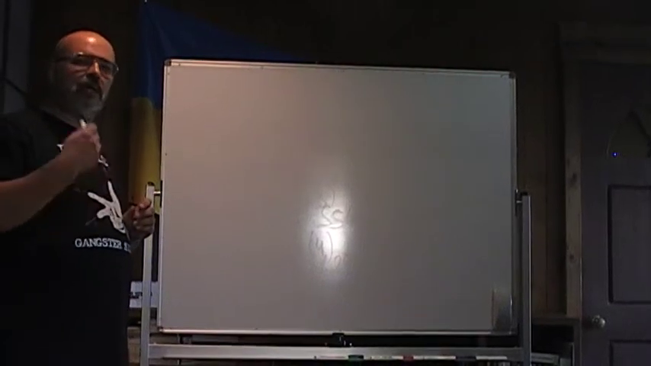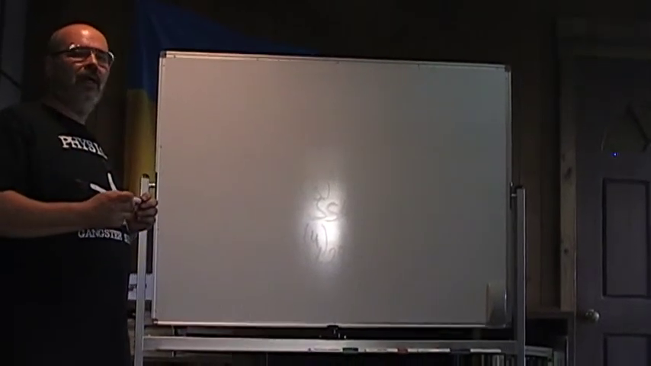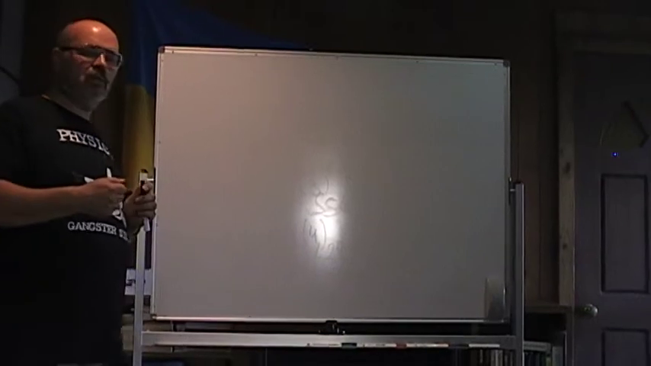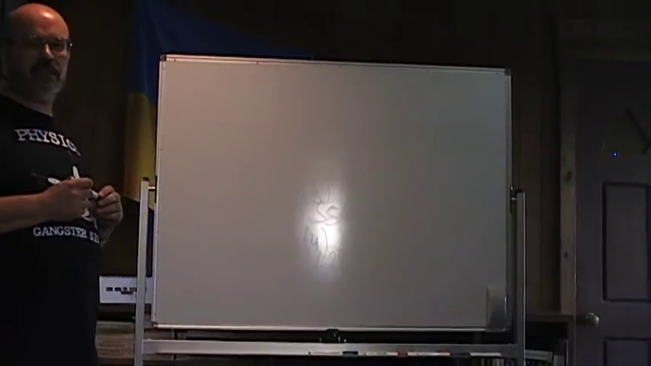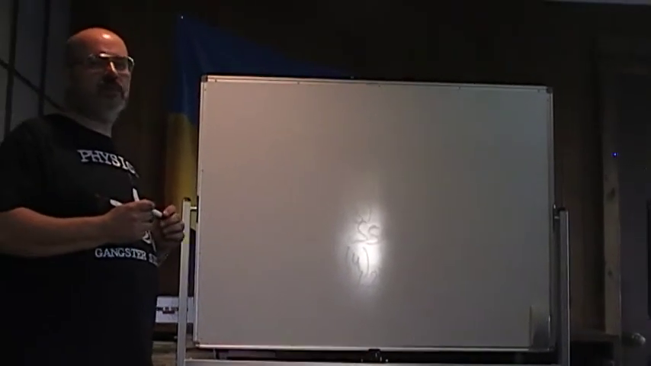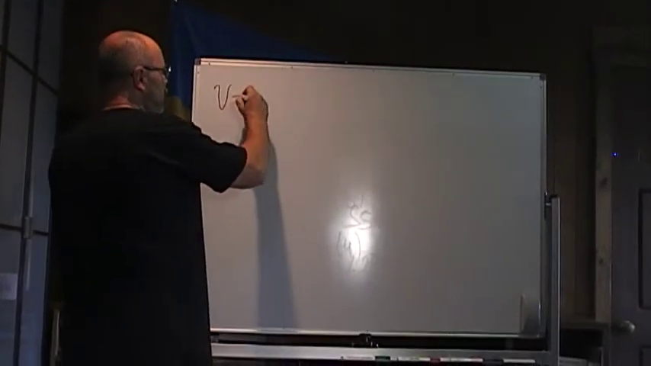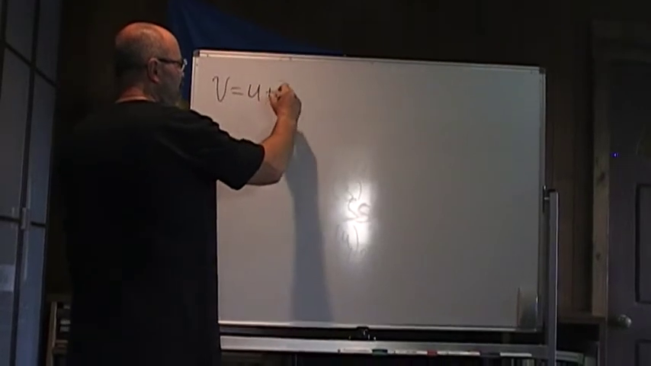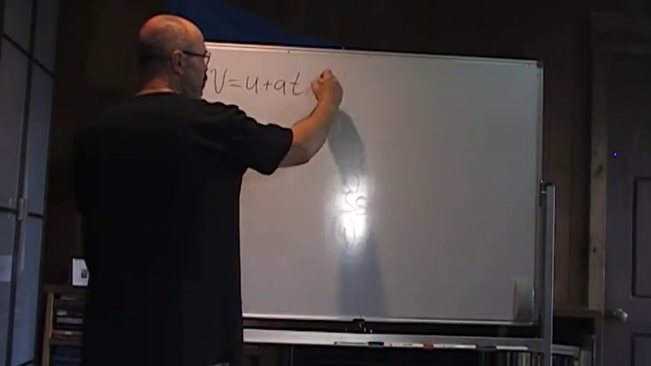Today we will look at how to solve problems with motion along a straight line with uniform acceleration. To solve those problems we will need to use four main formulas. Final velocity equals initial velocity plus acceleration times time, formula number 1.